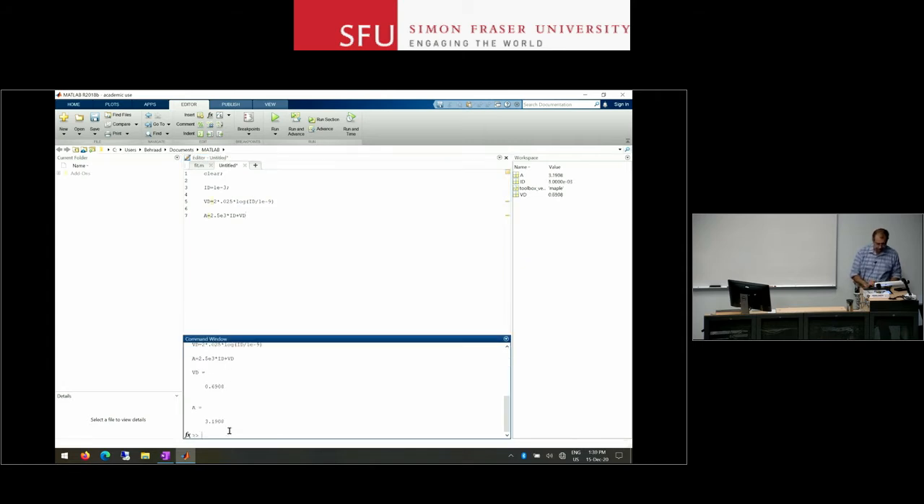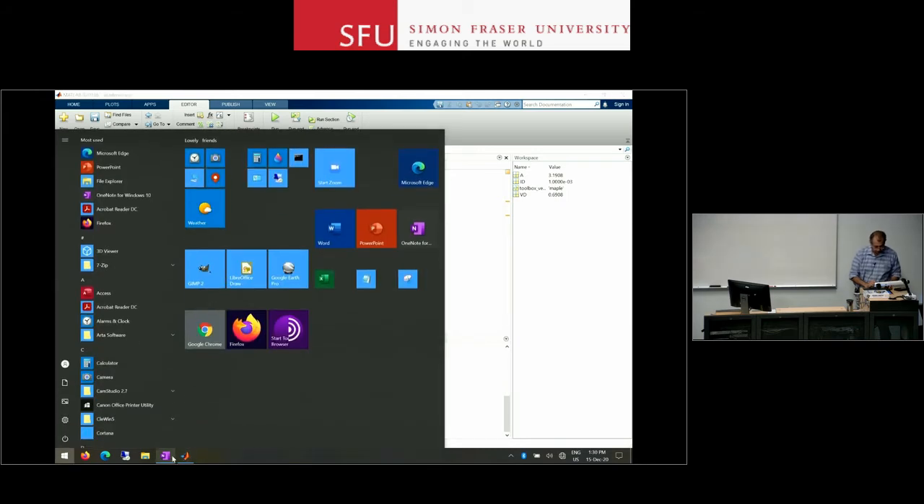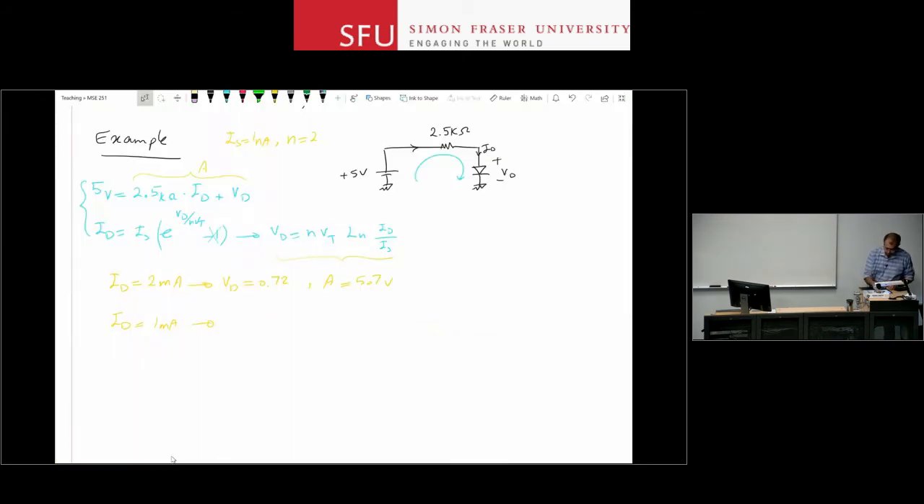Now I have 0.69 volts for VD and A is 3.7 volts. Now it is less than 5, right? So I overestimated at the beginning. Now it looks like I'm underestimating it. The true answer should be somewhere in between, but probably closer to the first guess that I had.